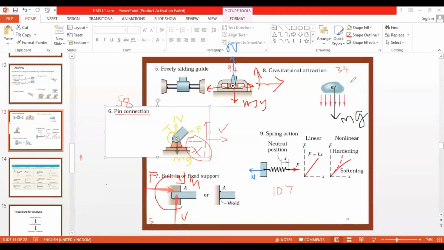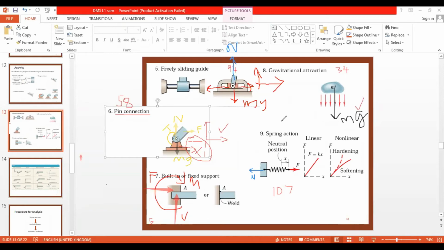Then there I have the gravitational acceleration. I told you gravitational acceleration will always be in the downwards direction. So there is no surface, right? So we don't know whether it is flying or it is on the earth or what it's doing. So there will be only downward force, that is mg, that is fine.